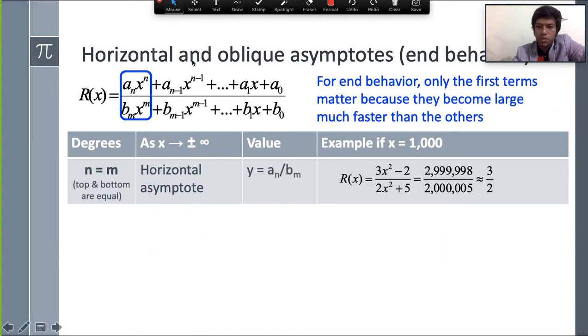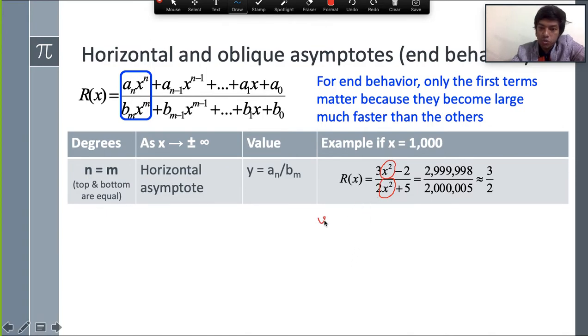Now, what if your power is the same? Suppose here x is squared, here x is squared. Same power. If the power is the same, then there is a technique to find the horizontal asymptote, and the horizontal asymptote will be just this number, 3 divided by 2.